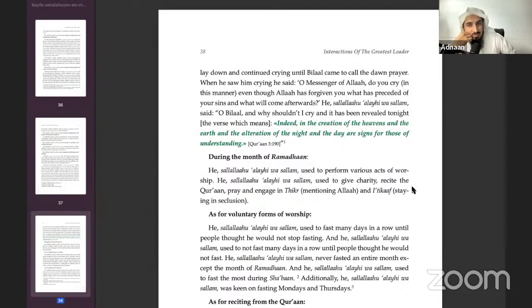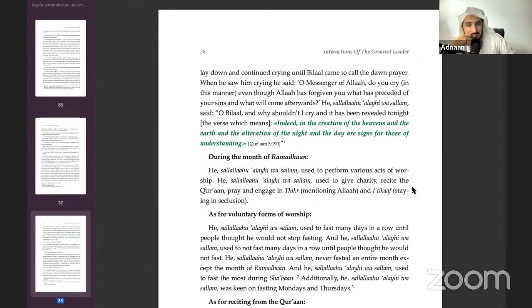When he saw him crying, he said, O Messenger of Allah, do you cry in this manner even though Allah has forgiven you what has preceded of your sins and what will come afterwards? He sallallahu alaihi wasallam said, O Bilal, why shouldn't I cry? It has been revealed tonight the verse which means, indeed in the creation of the heavens and the earth and the alteration of the night and the day are signs for those of understanding. That's in Surah Aal Imran.